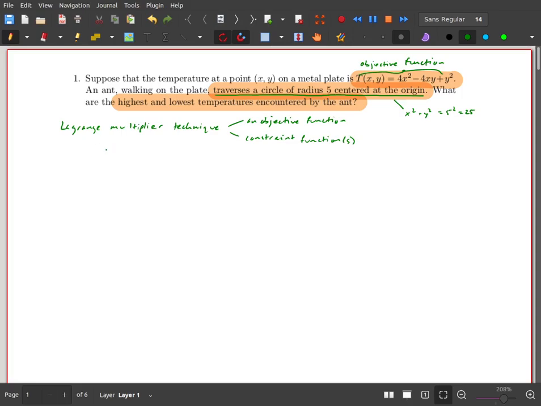So once we have the critical points, because the Lagrange multiplier technique will give us the critical points, we can then substitute them back into the objective function to evaluate the temperature, and then from there we'll find what the minimum and the maximum temperatures are that the ant will encounter.